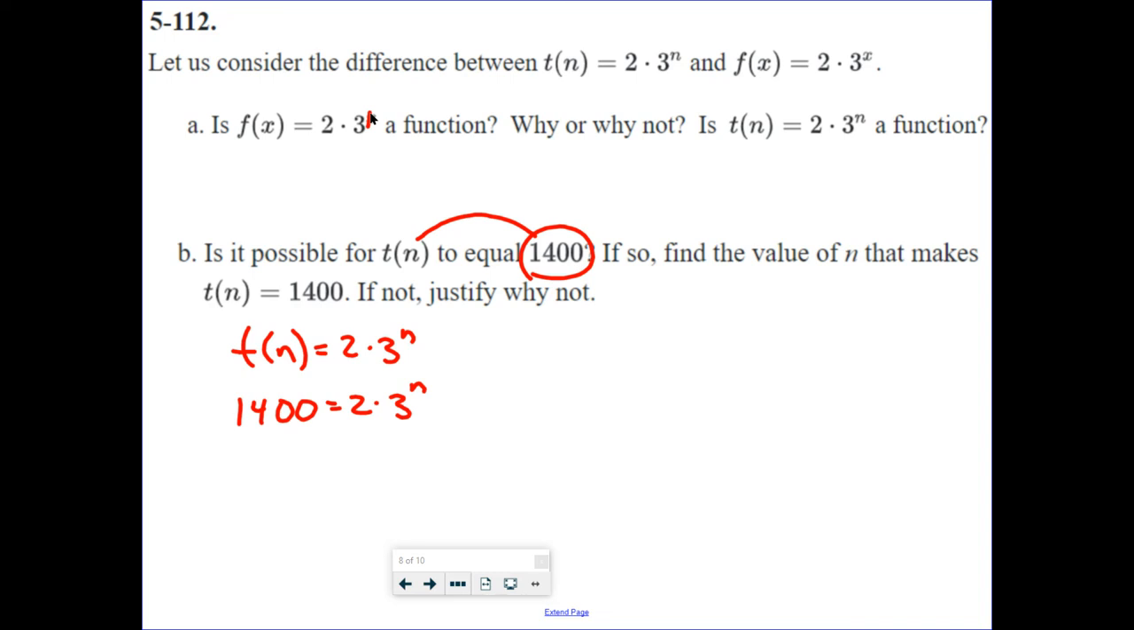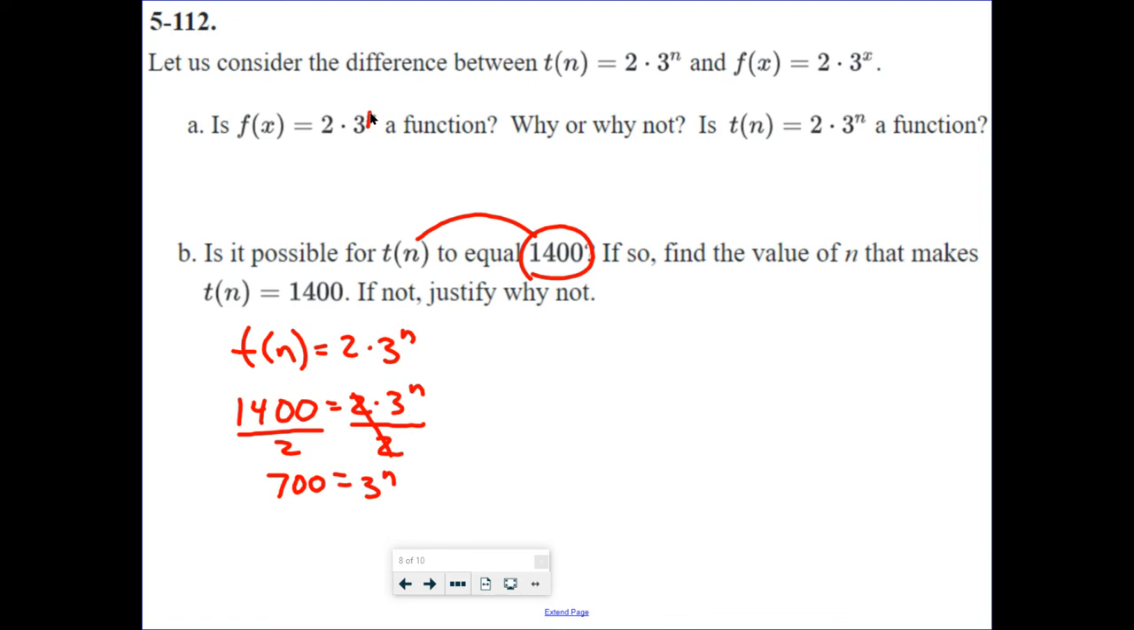Okay, if I was going to solve this, the first thing I'd have to do is actually think of order of operations. If I gave you a value here for n, like to the 5th power, what's the first thing I would do? I'd do the exponent, and then I'd multiply by 2. So remember, when I'm undoing things or solving, I work backwards, doing the opposite. So the first thing I want to do is, it's multiplying by 2. I want to cancel that out by dividing both sides by 2. Then I get 700 equals 3 to the power of n.